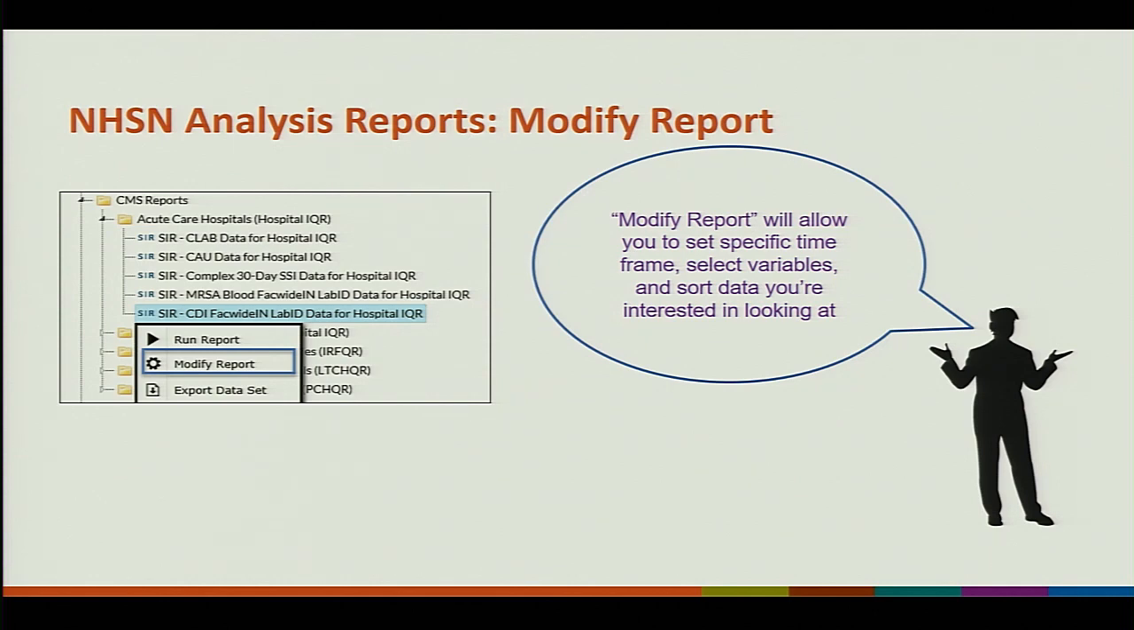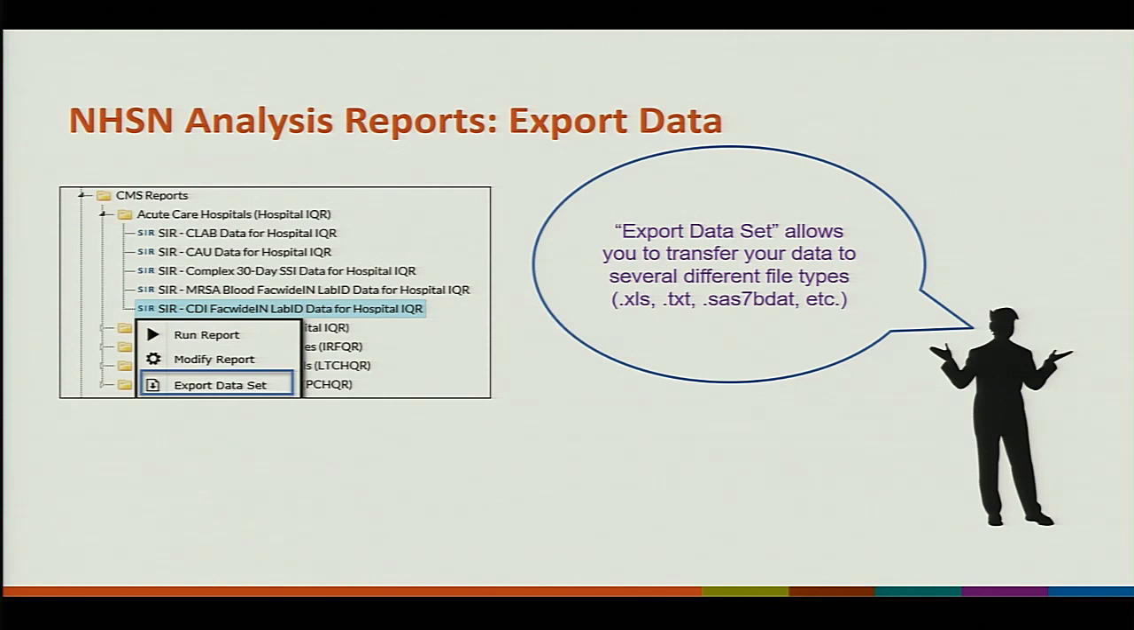All right. Now, if you want to look at a specific time frame, if you want to look at specific locations, if you want to change your data just to look at a cross section of it, modify report is the place to go, where you can select specific variables, sort your data for different time frames. This is a good way to do that. And finally, export your data set. So this allows you to transfer your data to several different file types: Excel, just text documents, SAS files. That's all available. So I'll go into a demonstration of how you can export.